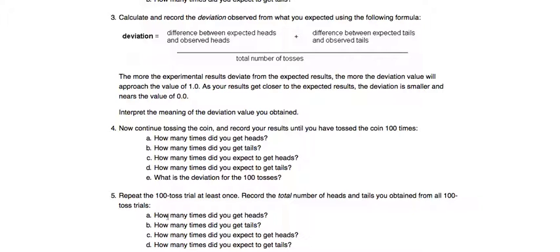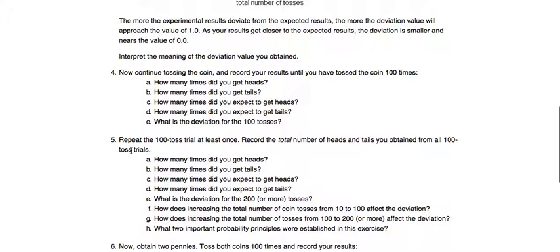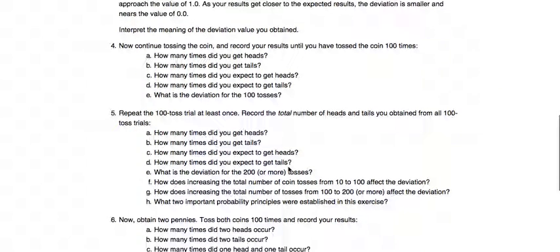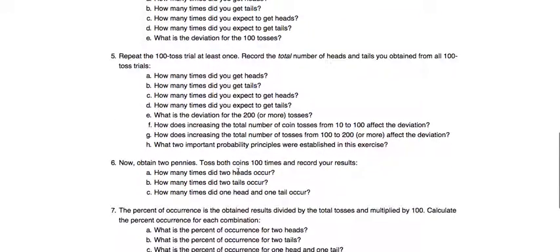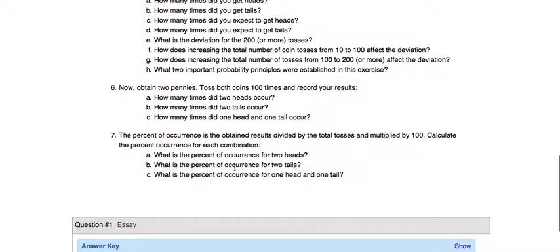That's okay. Then you're going to repeat the 100 toss trial again, and you're going to record the total number of heads and the total number of tails that you've attained from all those, and then you're going to determine what the deviation is for 200 tosses. And then finally you're going to obtain 2 pennies or 2 coins, it doesn't matter, and you're going to toss both coins 100 times, record your results, and answer the following questions.